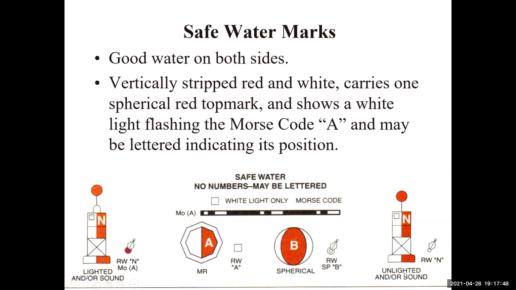I have a question, not specifically on the safe water mark, but on the lettering, or just the symbols. What one indicates a top mark on the buoy? They look the same to me. Hold on a second. The circle on the top. Oh, because the sphere doesn't have a top mark. Oh, okay. Sorry.